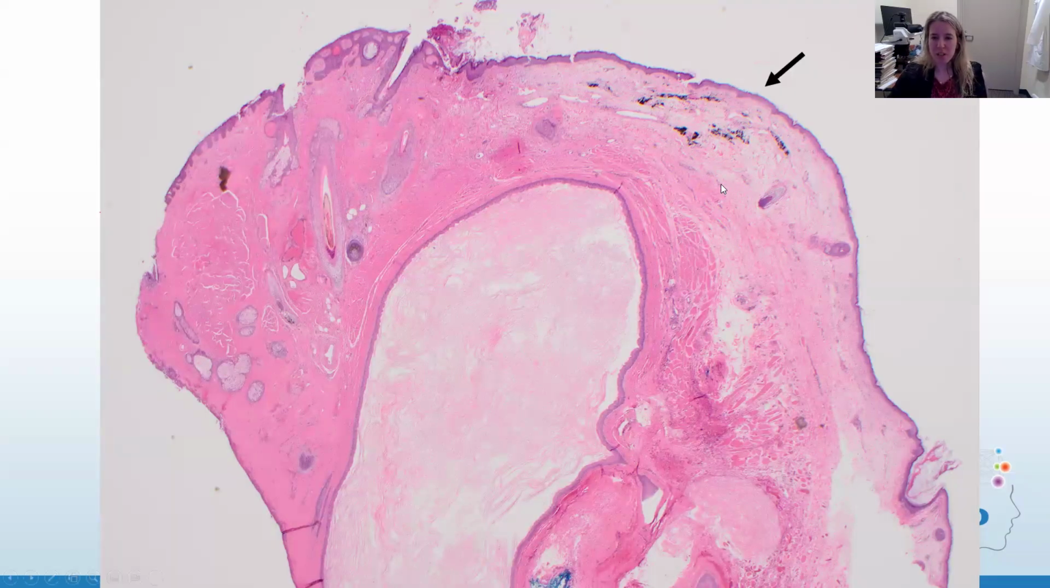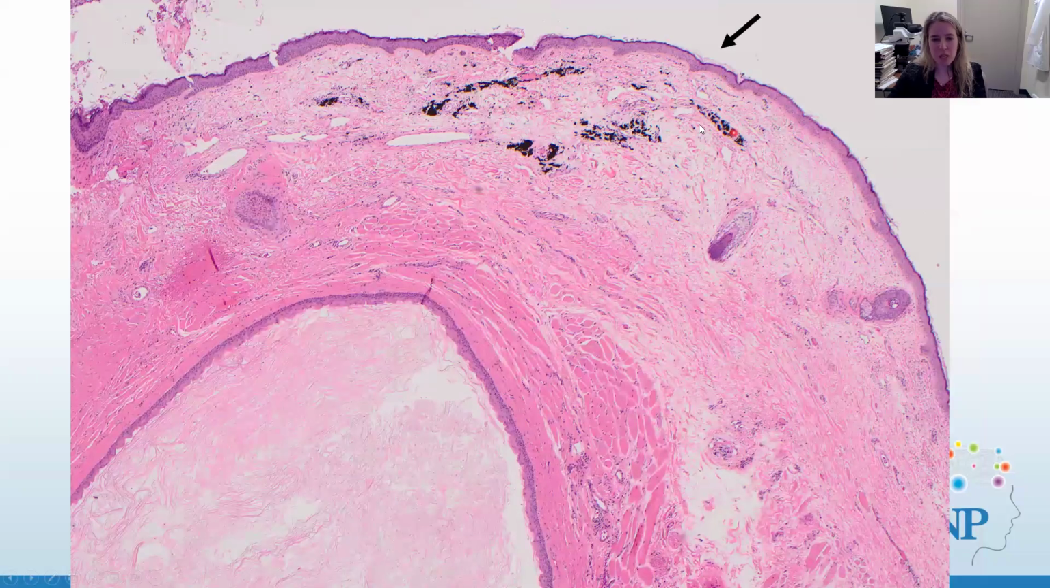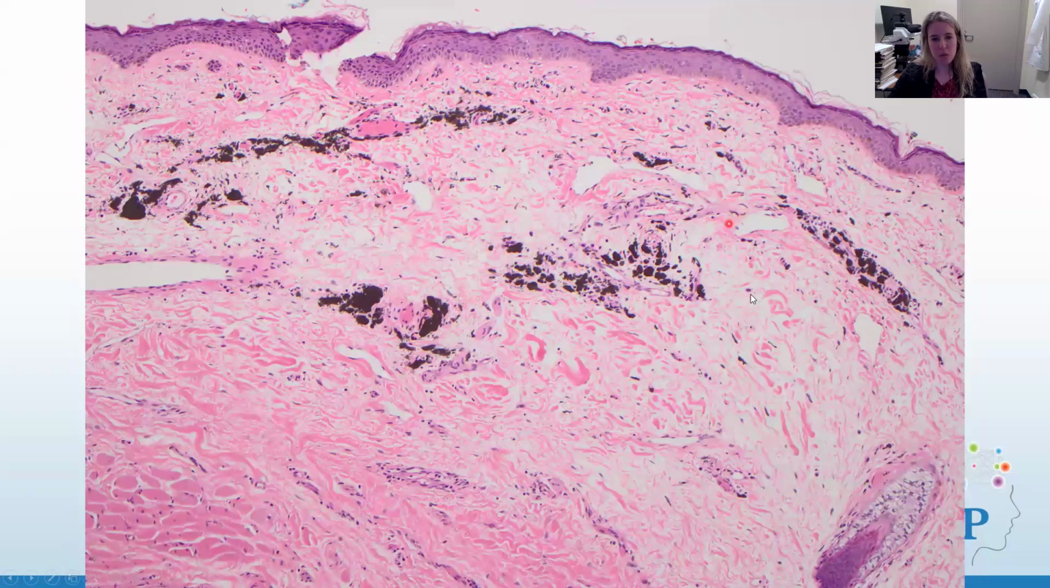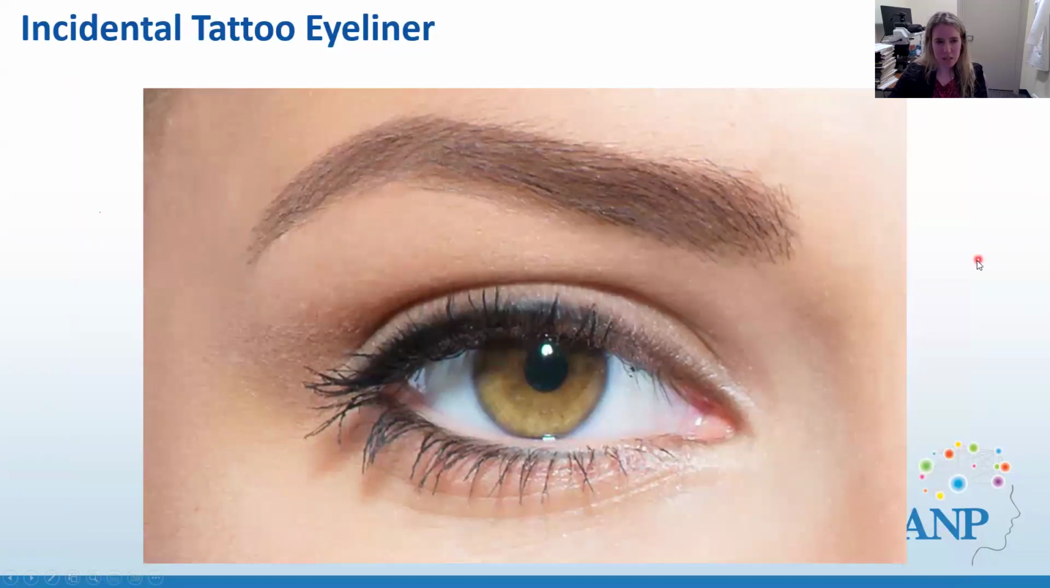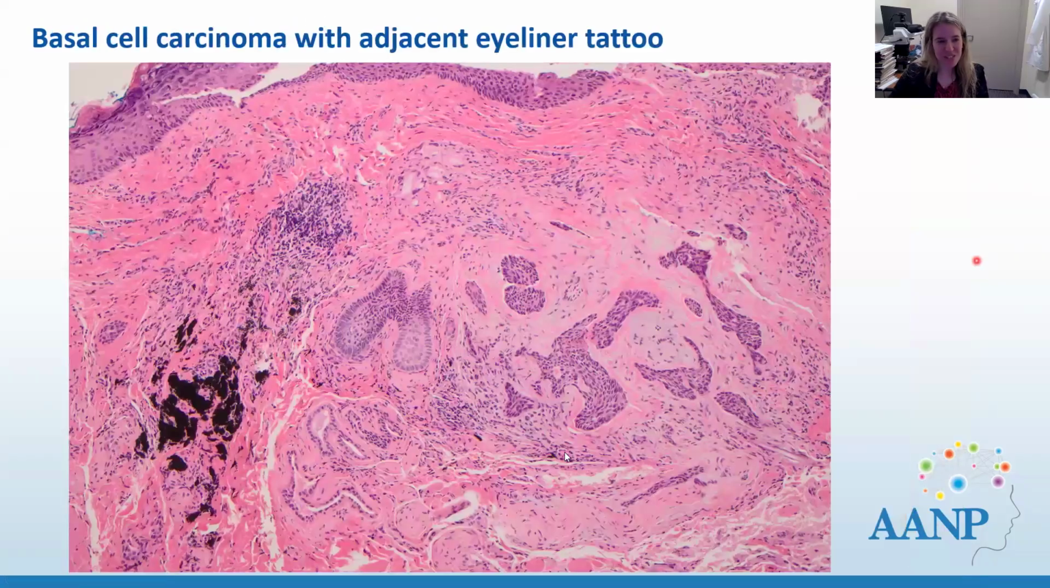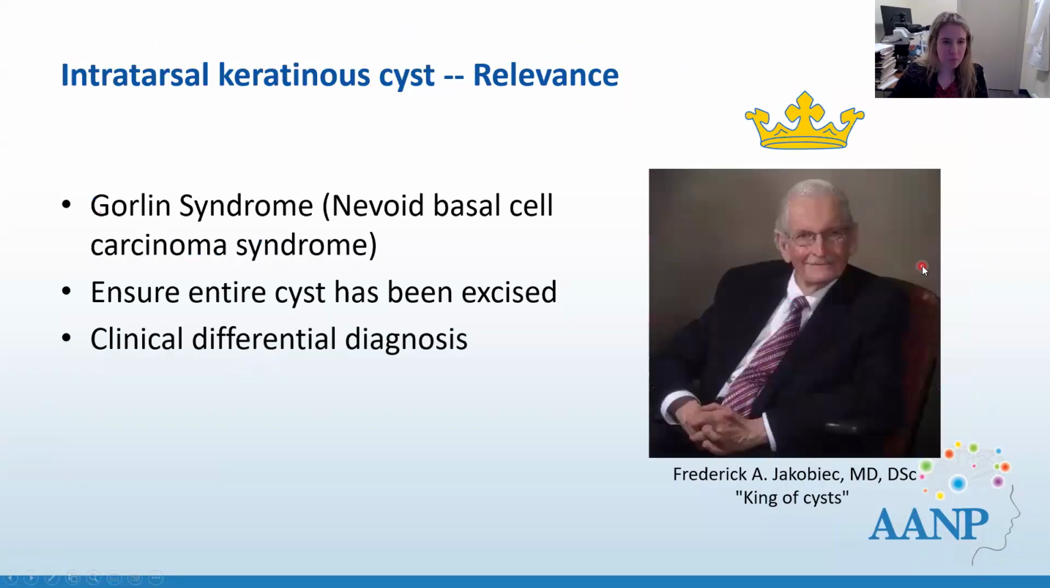The other thing I wanted to point out in this particular eyelid was this incidental finding. You see some pigment here. And so as we zoom in, it looks actually very similar to what we saw in one of our corneas. This is incidental eyeliner tattoo. We see that in eyelid specimens. For example, here's a basal cell, and right next to it is eyeliner tattoo.